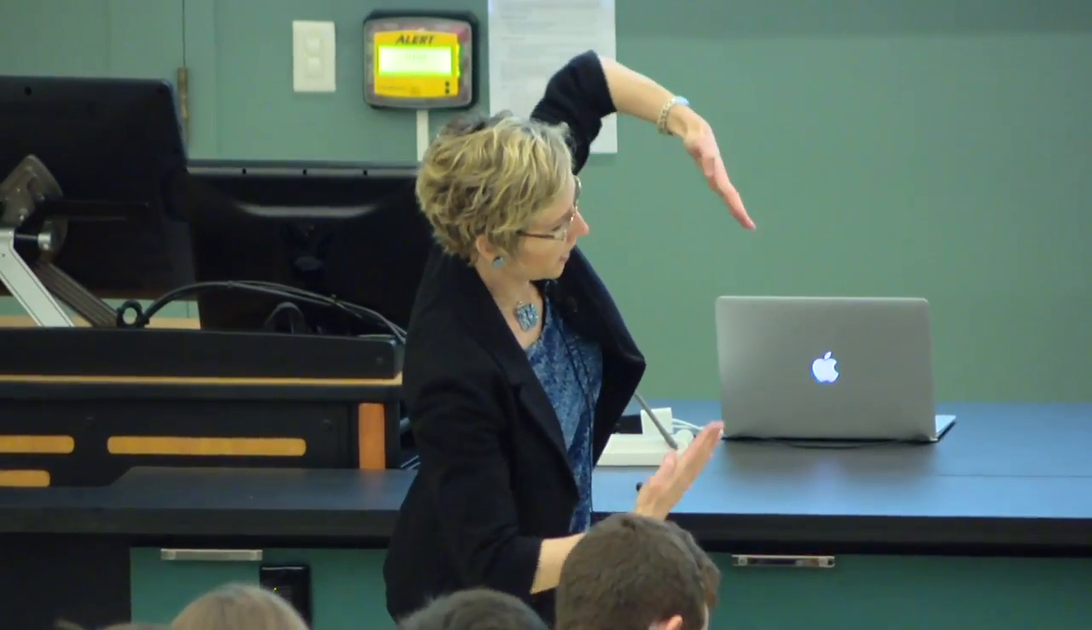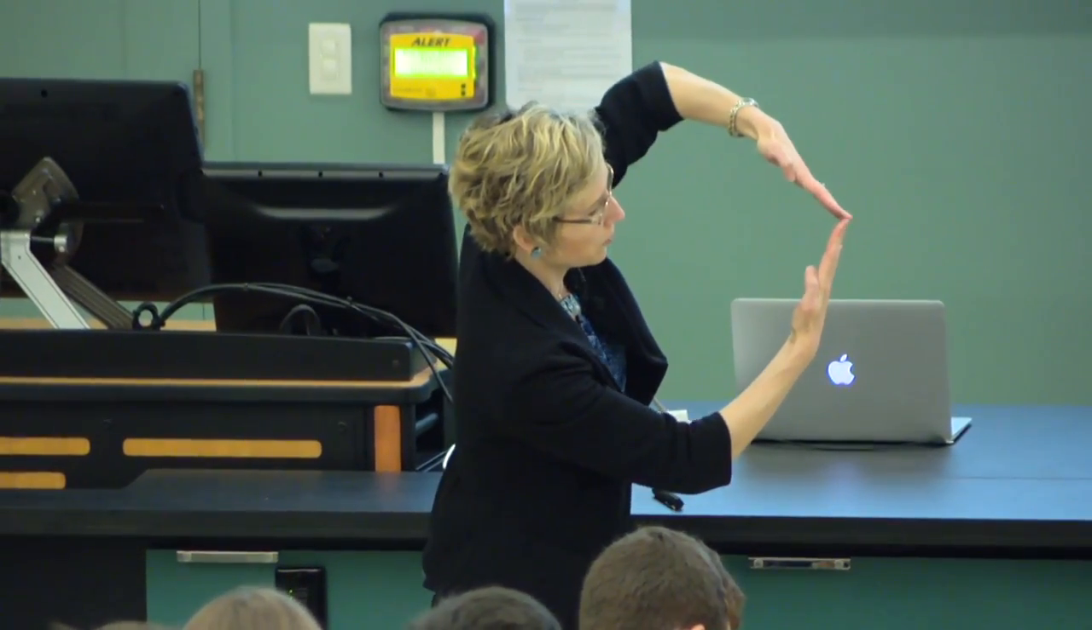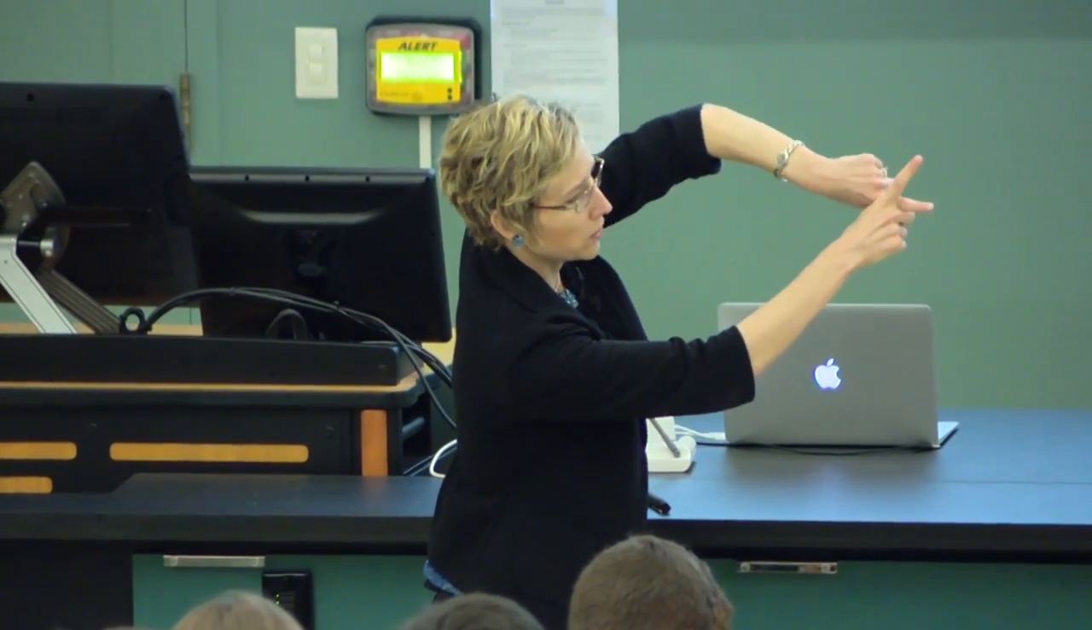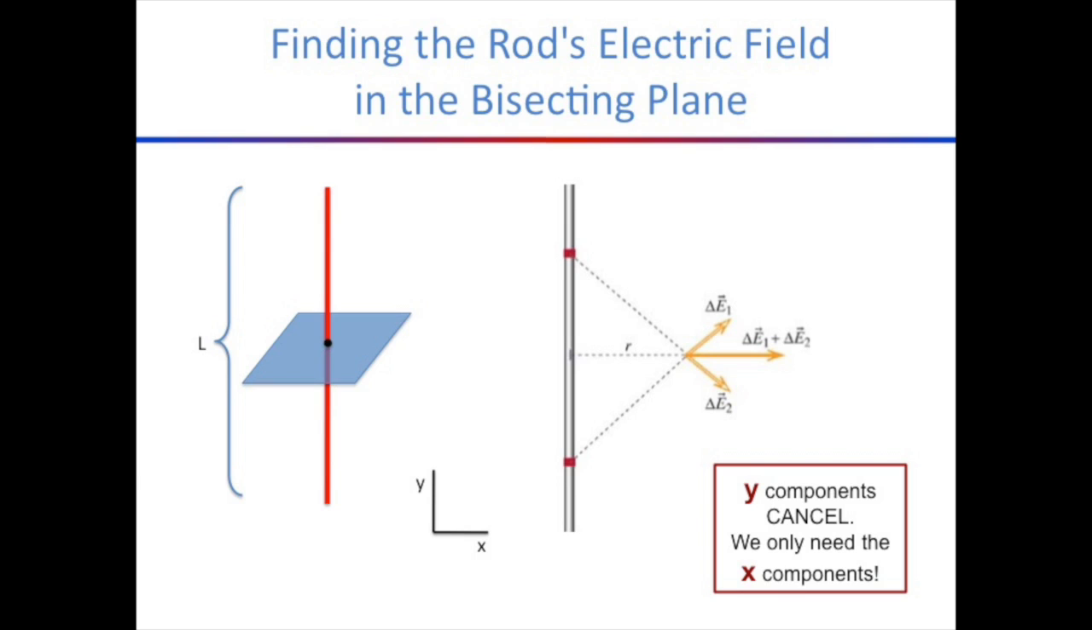And at any point then, these contributions from the two ends of the rod are giving me electric fields that are equal in magnitude, but pointing in slightly different directions. But the y components are going to cancel. I've set this up such that y is vertical and x is that direction. So the y components cancel, and at the end of the day, the summation is just along the x components. Does that make sense that these y components would cancel?